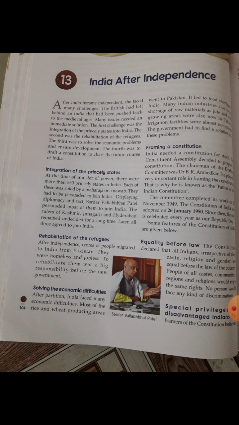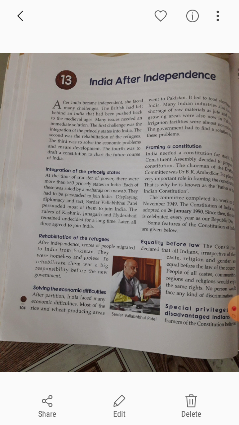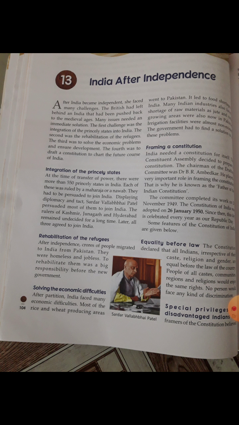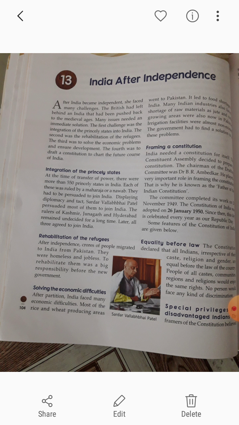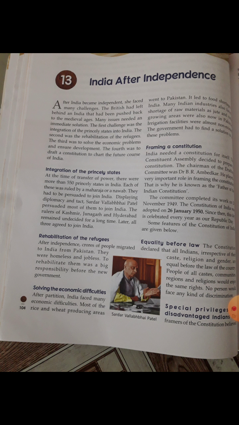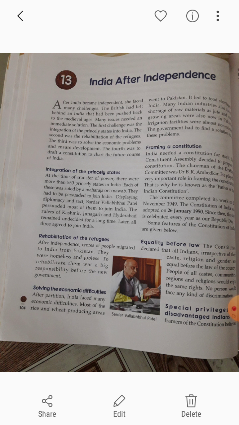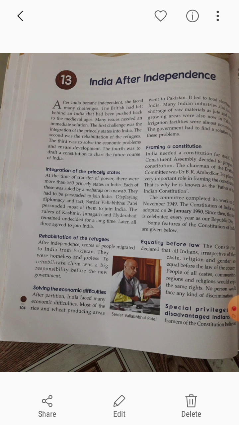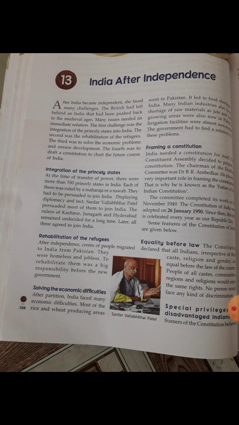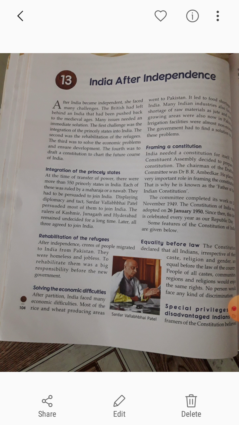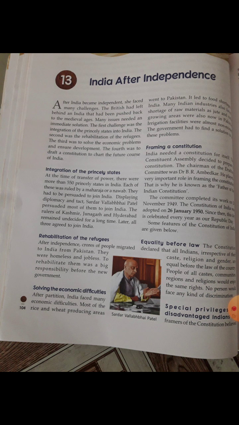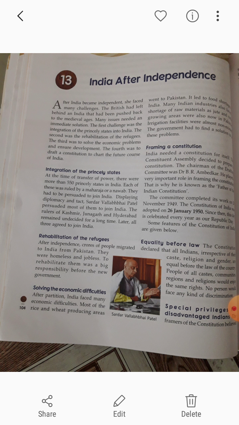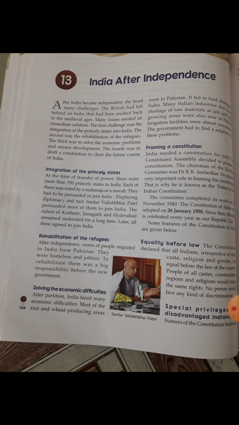Number three, solving the economic difficulties. Now, after partition, what happened? India faced many economic difficulties, and most of the rice and wheat producing area went to Pakistan. So it led to food shortages in India. Many industrialists also faced a shortage of raw materials, as the jute and cotton growing areas were also now in Pakistan. Irrigation facilities were almost non-existent. The government had to find solutions to all these problems. Clear?